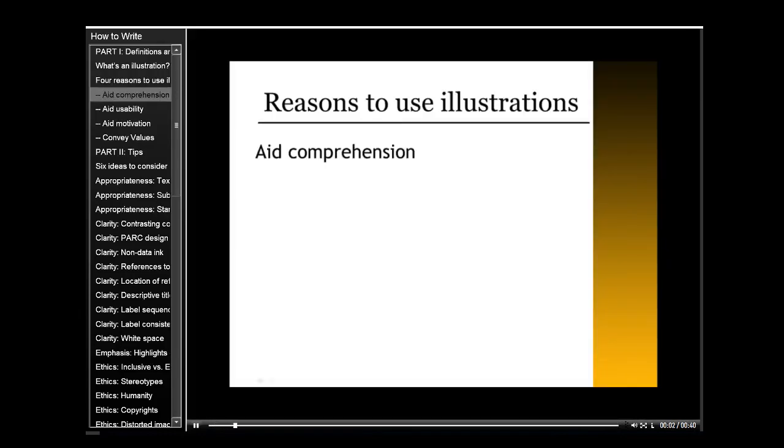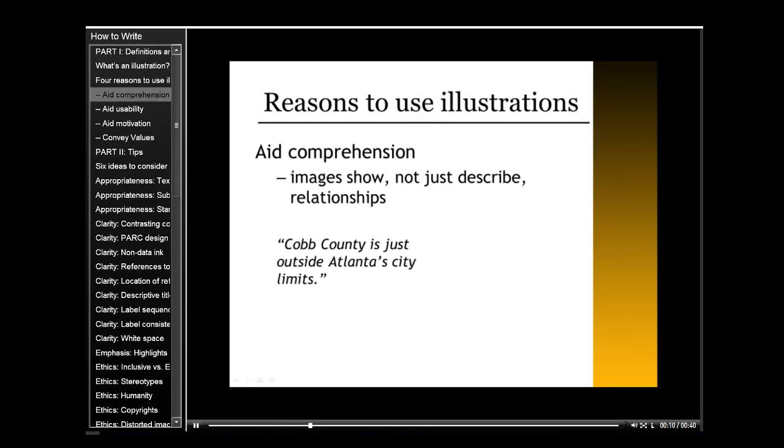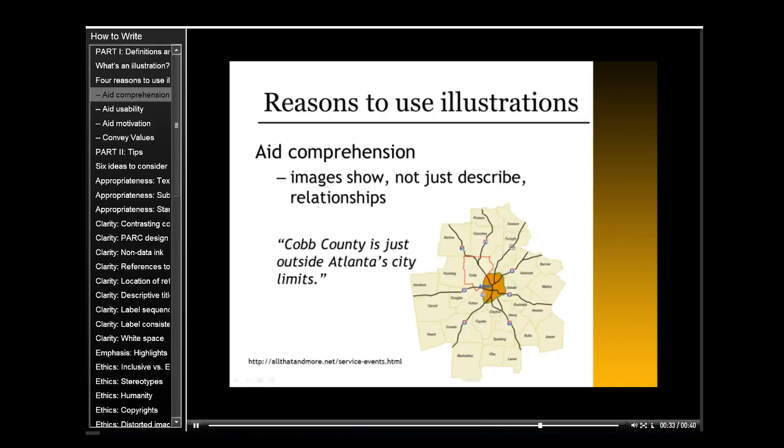First off, aiding comprehension. The thing is that images show and not just describe relationships. For example, if I say that Cobb County is just outside Atlanta city limits, what does that mean? It gives us an idea of where it is, but we're lacking some things we'd like to know. For example, which direction? How close is it? Just outside? Is that right up against it? Or is it a couple miles away? We don't know. If we show an image, though, and say, there's Atlanta city limits, there is Cobb County, that makes it a whole lot easier to understand.